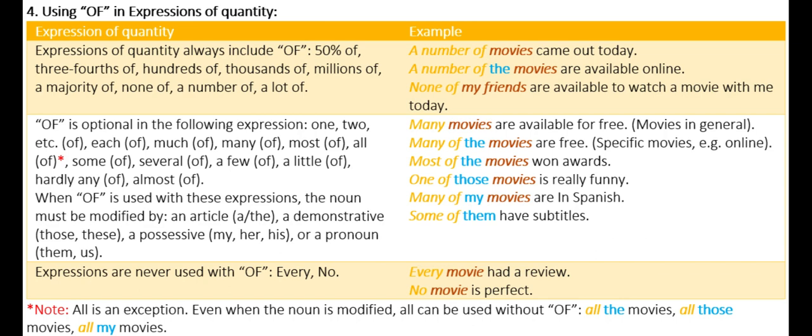C. Expressions that are never used with of: every, no. Example: every movie had a review. No movie is perfect. Note: all is an exception. Even when the noun is modified, all can be used without of: all the movies, all those movies, all my movies.